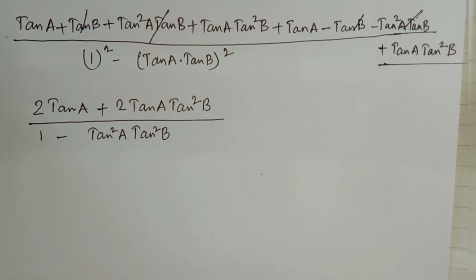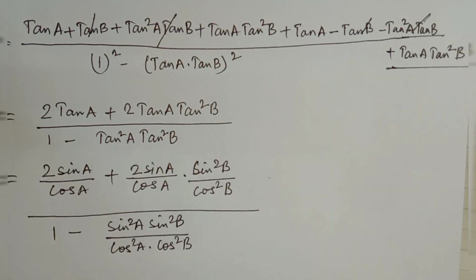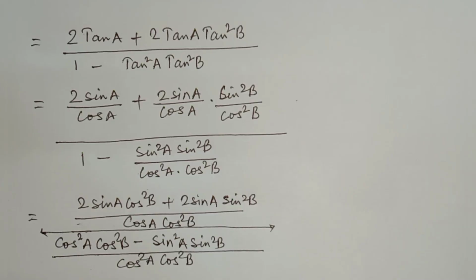Now we just find the resultant term, and now we have these resultant terms. From here we are going to change tan as sin upon cos. After changing tan in terms of sin and cos, I get these terms. Now I am going to simplify these terms again. After simplification, we get this term: 2 sin A cos square B plus 2 sin A sin square B upon cos square A cos square B, and the total upon cos square A cos square B minus sin square A sin square B upon cos square A cos square B.